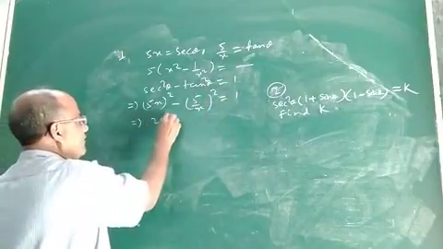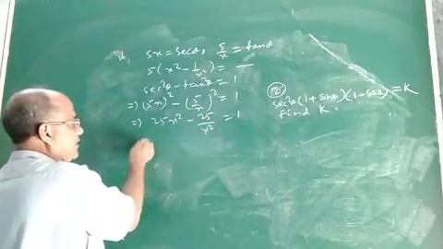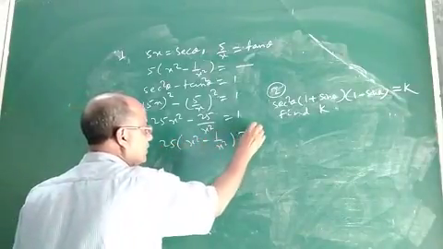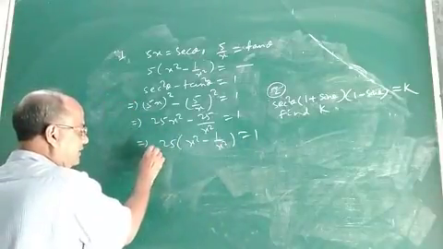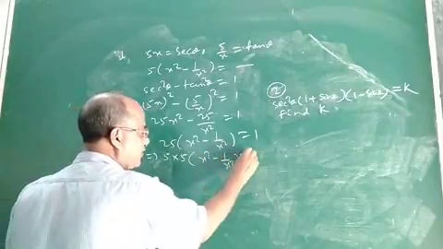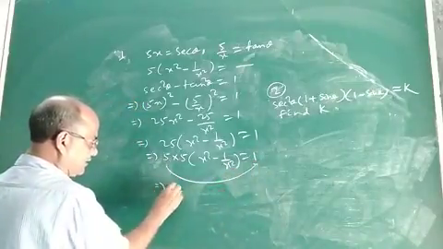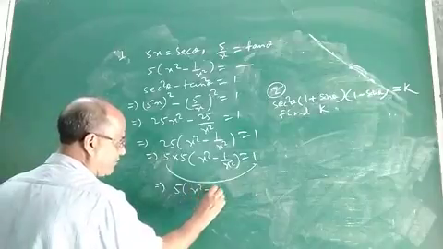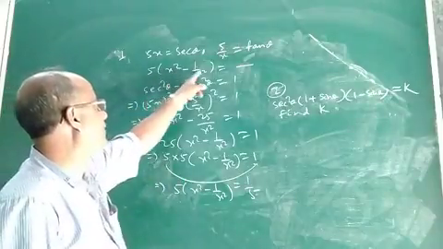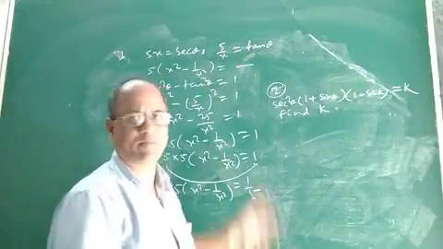So this is 25 x square minus 25 by x square equal to 1. Now you take common 25 into x square minus 1 by x square equal to 1. Now this 25 we can write as 5 into 5. So 5 into 5 into x square minus 1 by x square equal to 1. If you transpose 5 to the right hand side, then the value of 5 into x square minus 1 by x square will be equal to 1 by 5, if sec theta is 5x and tan theta is 5 by x.